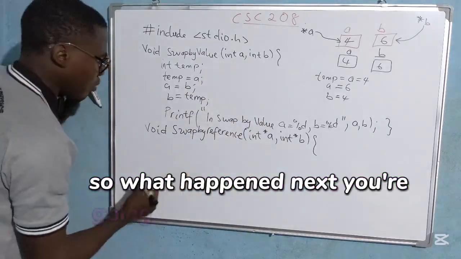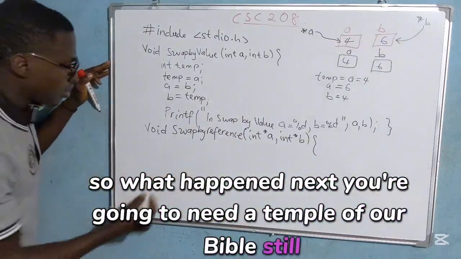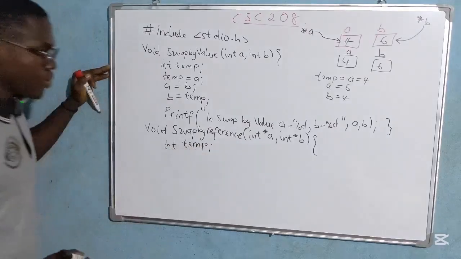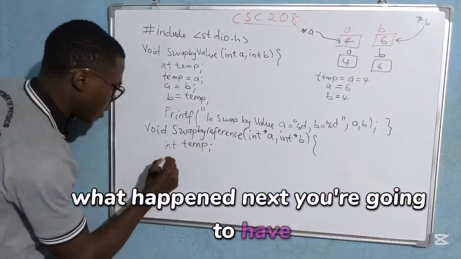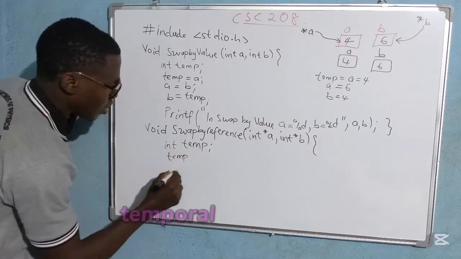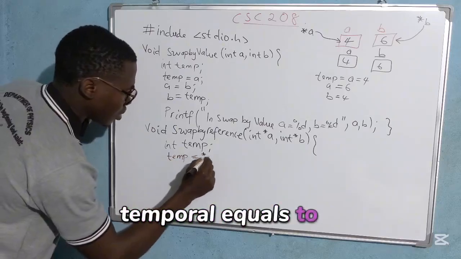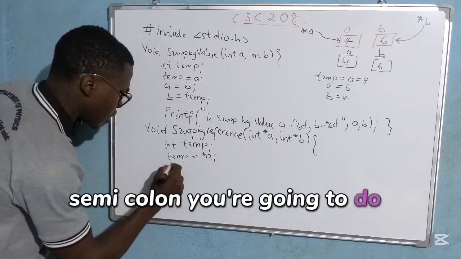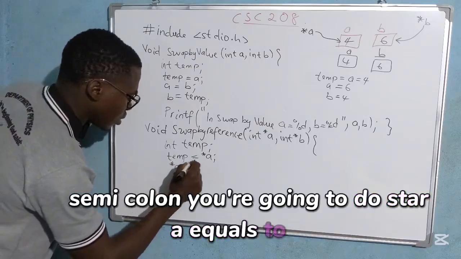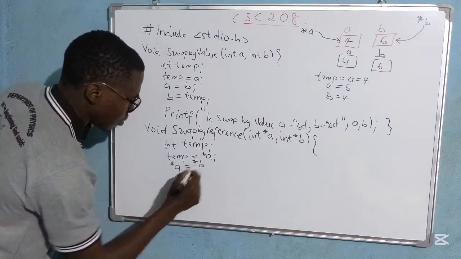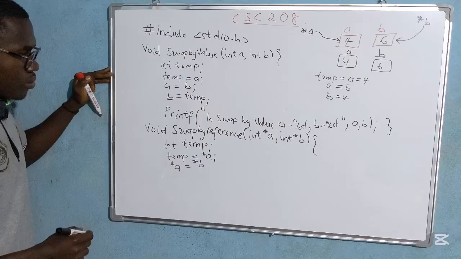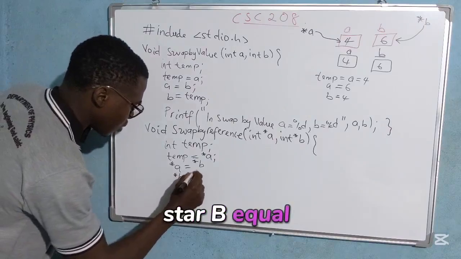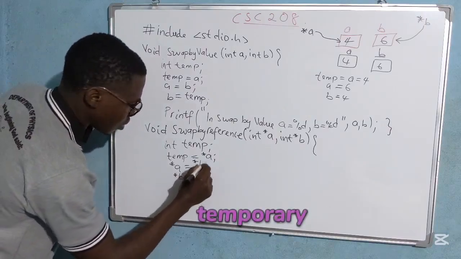So what happens next? We are still going to need a temporal variable that we are going to call int temp. What happens next? We are going to have temporal equals to star A, semicolon. We are going to do star A equals to star B. Then we are going to have star B equals to temporal.